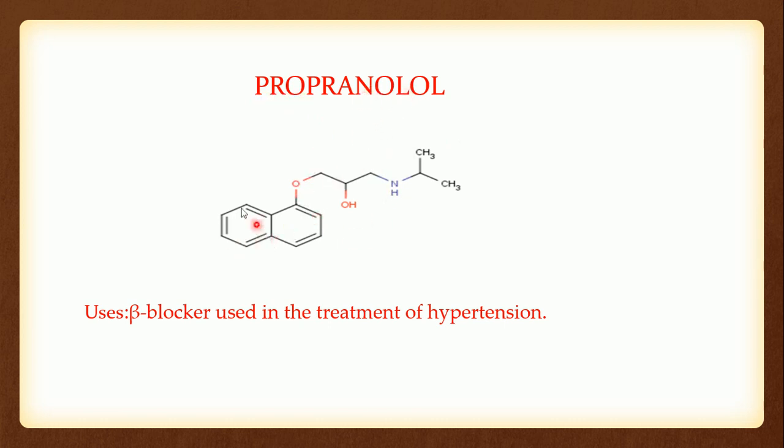Nol indicates naphthalene with hydroxyl group is present at beta position. Consider this one as the alpha position and this one is the beta position, or you can also say this is first position of naphthalene and this one is second position of naphthalene. At second position of naphthalene there is an OH group. So in the place of hydrogen, the entire side chain is attached. That is the structure of propranolol. Uses are it is a best effective beta blocker which is used in the treatment of hypertension.